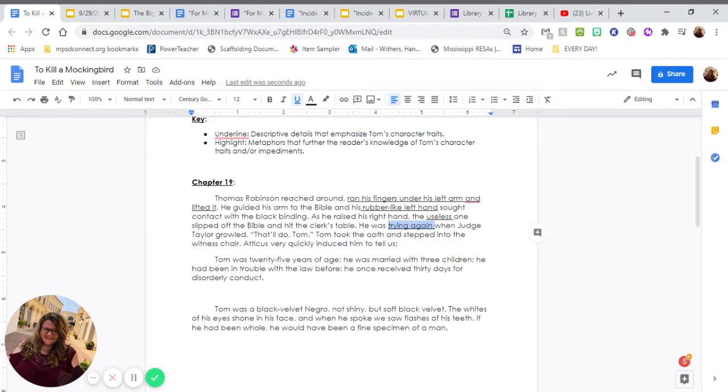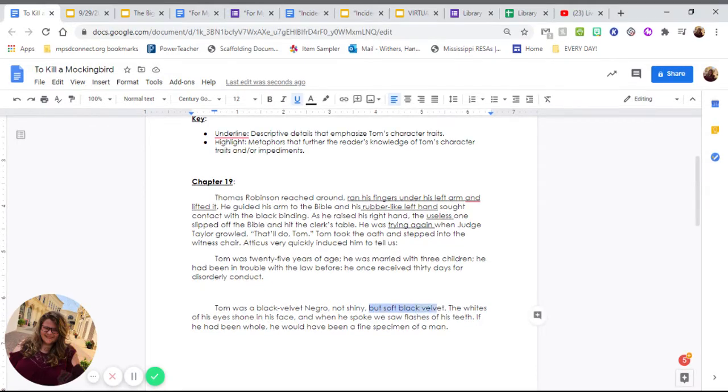Then it continues. "Tom was a black velvet Negro. Not shiny, but soft black velvet." So a person that's reading has this admiration. He thinks he has really beautiful skin, right? But soft black velvet. "The whites of his eyes shone in his face, and when he spoke, we saw flashes of his teeth."